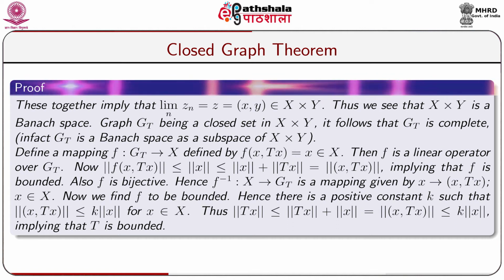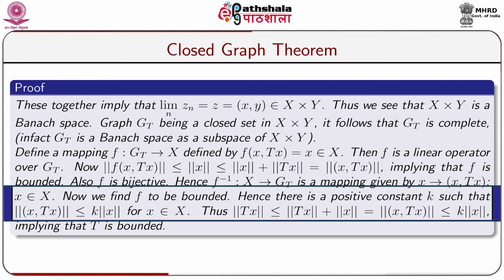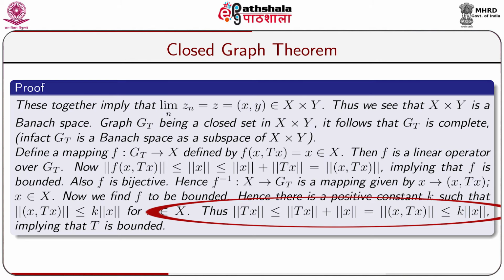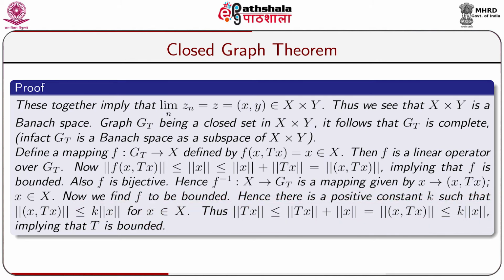Hence, f inverse from X to G_T is a mapping given by x goes to (x, Tx), where x is an element of capital X. Now, we shall show that f inverse is bounded. Hence, there is a positive constant k such that norm of the pair (x, Tx) is less than or equal to k times norm of x for x belonging to capital X. Thus, norm of Tx is less than or equal to norm of Tx plus norm of x, as norm of x is always positive, which is equal to norm of (x, Tx), which is less than or equal to k times norm of x, implying that T is bounded.